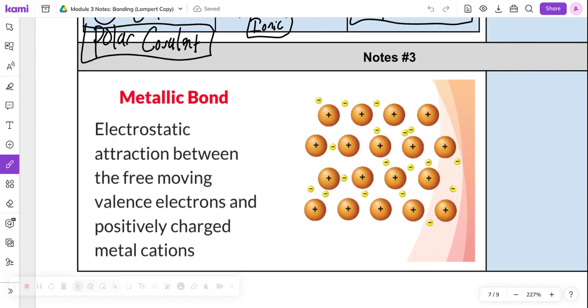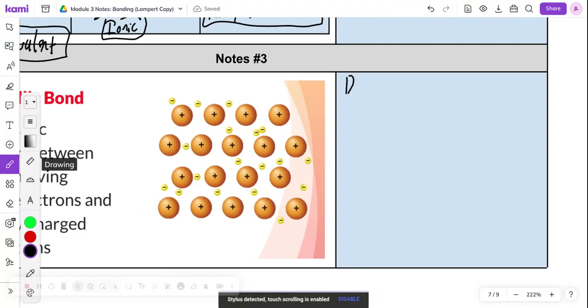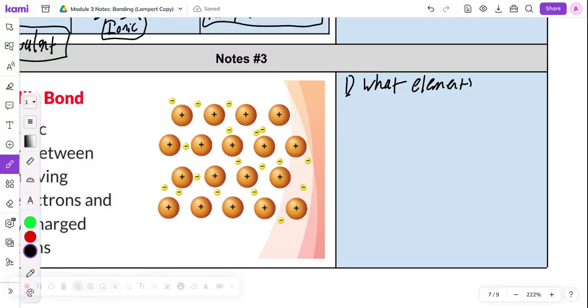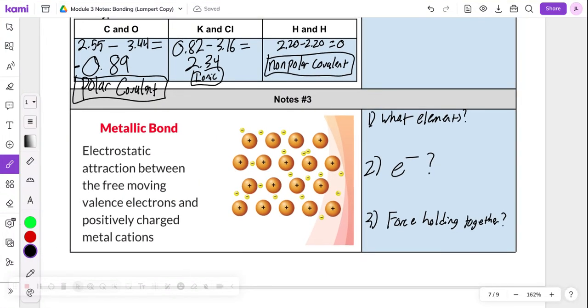So just as a review, remember for every type of bond, we want to know three things about it. The first thing is what elements. The second thing is what happens to the electrons. And the third, what's the force holding it together. So let's go through this slide on metallic bonds and identify what each of these things is.